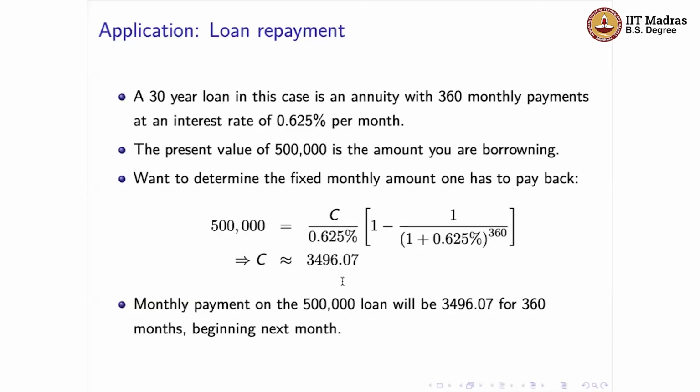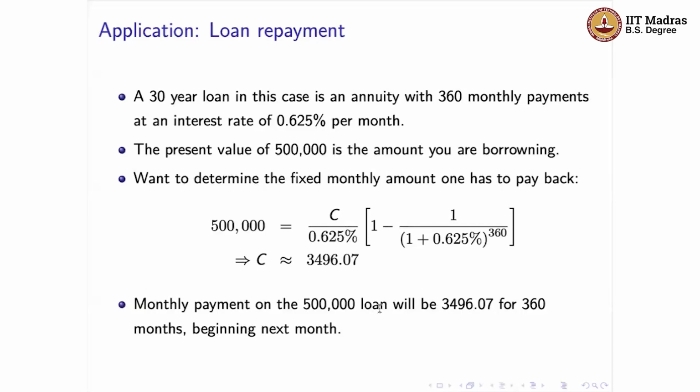Okay. So what this is saying is that if you have taken out such a loan and the first payment has to be made next month, and each of these payments are equal, then you have to make a payment which is equal to 3496.07, right? So one thing you may notice is that if you multiply this 3496.07 into 360, you will get an amount which is not equal to 5 lakh, right?